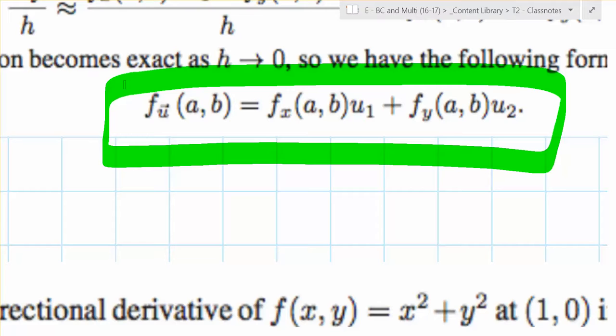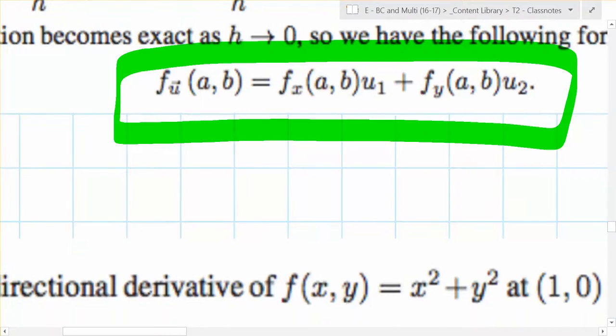Unit vector. It has to be a unit vector. Why is this super helpful? Well, what does it allow us to do? It allows us to do the directional derivative without using the algebra, without using the difference quotient.